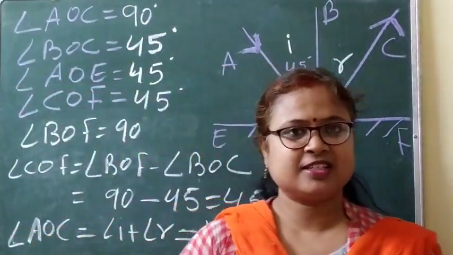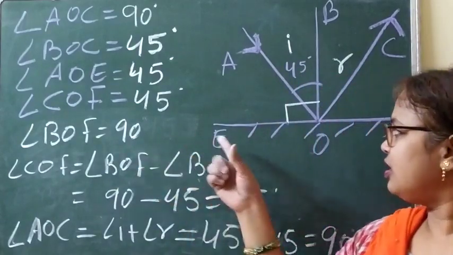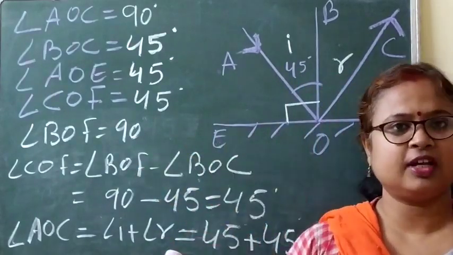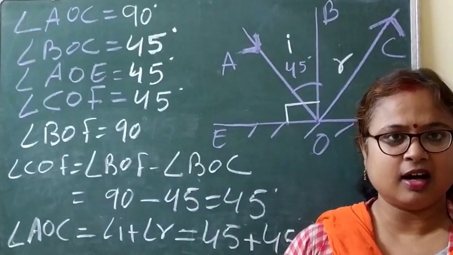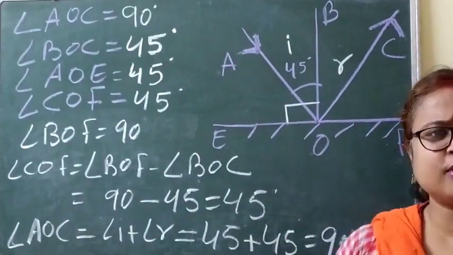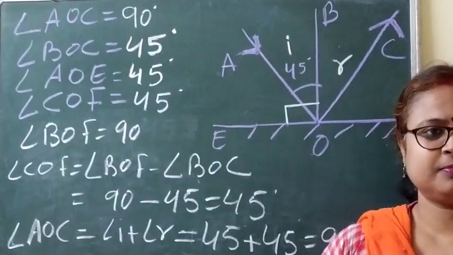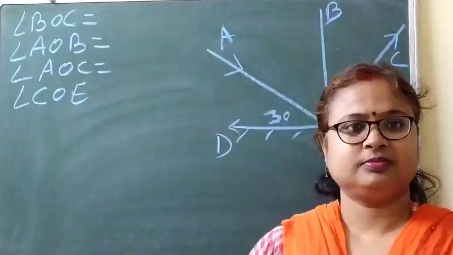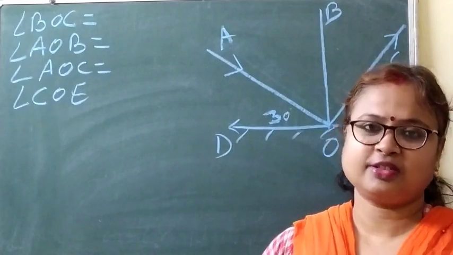So I hope it is clear to all of you. Because here also we have used what? Law of reflection. Angle I is equal to angle R. Clear? So this is the process to find out the value. It is not very difficult. It is very easy. Now let's solve the next question.